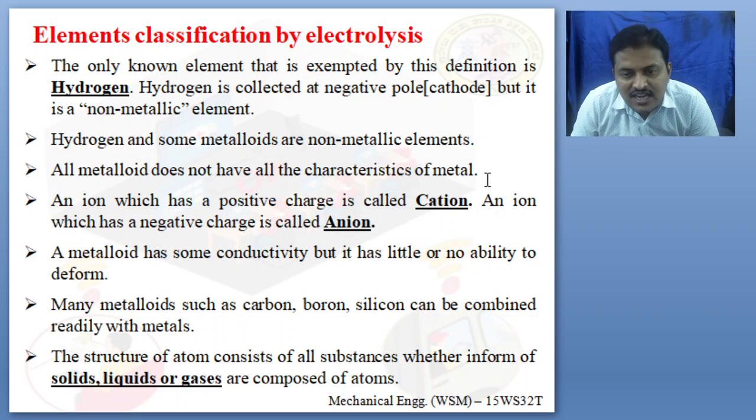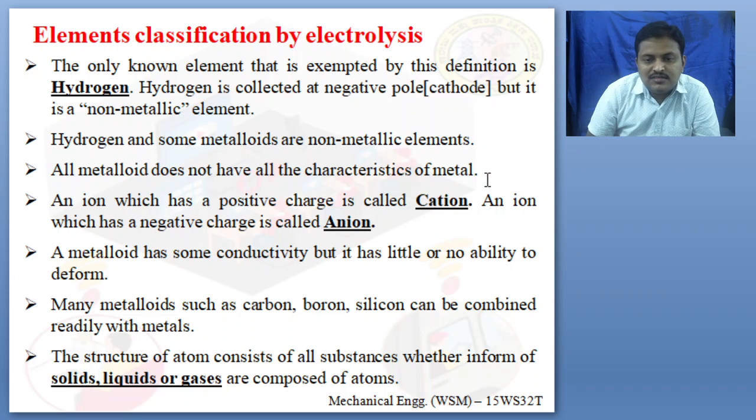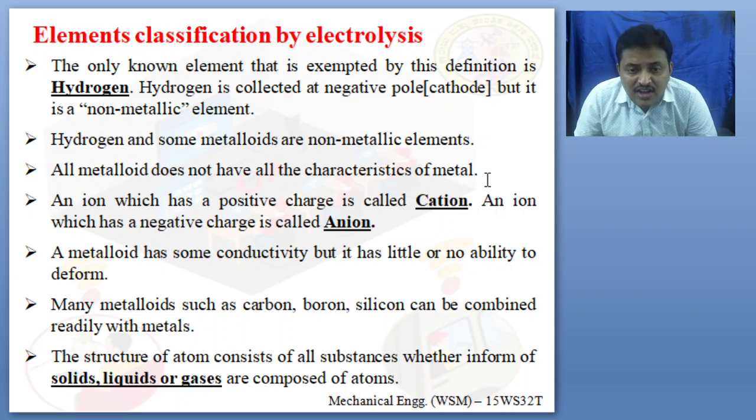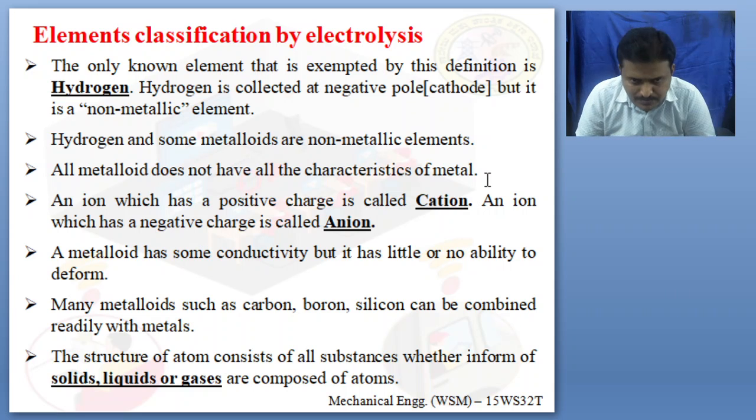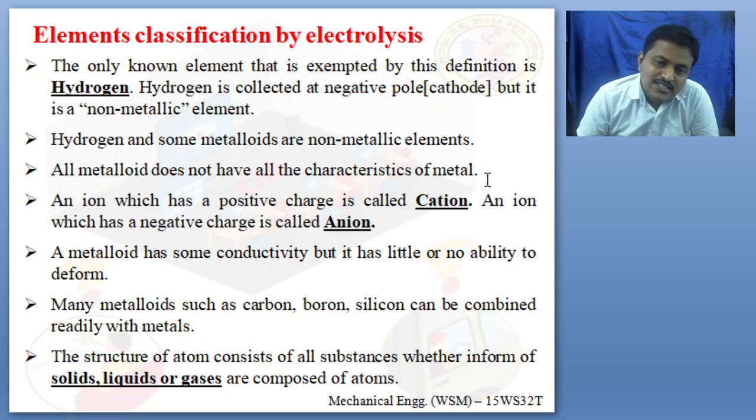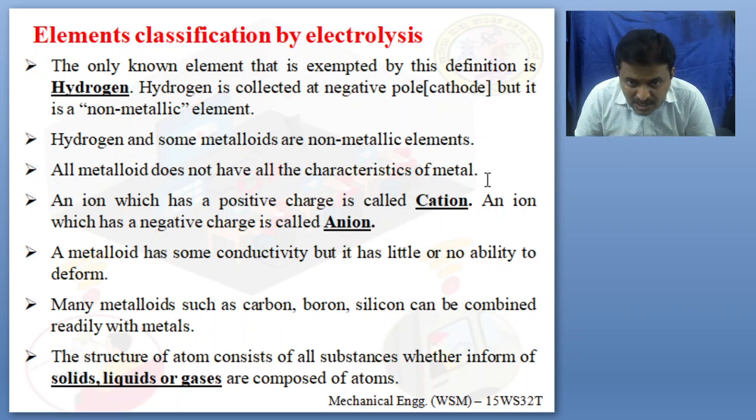I hope you know what cations and anions are. Cations are positively charged. They are attracted to the cathode. Anions are negatively charged. They are attracted to the anode. Anode is plus, cathode is minus. Opposite ions attract, and we call them anions and cations.